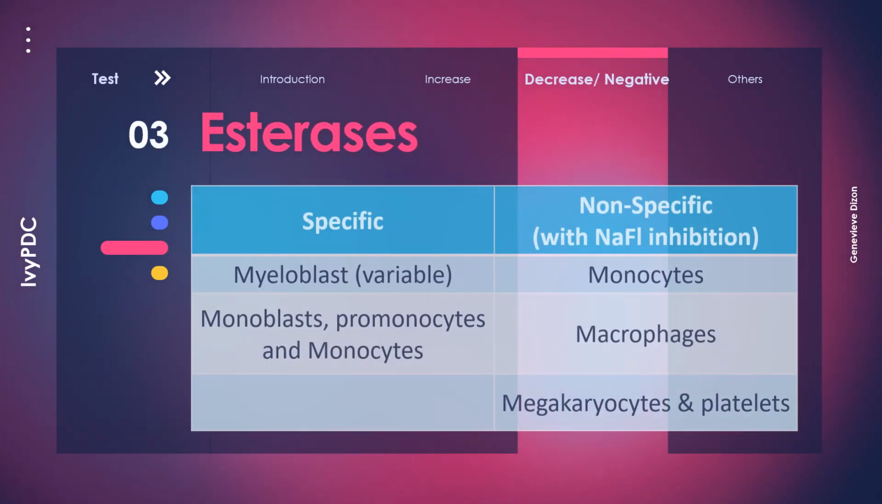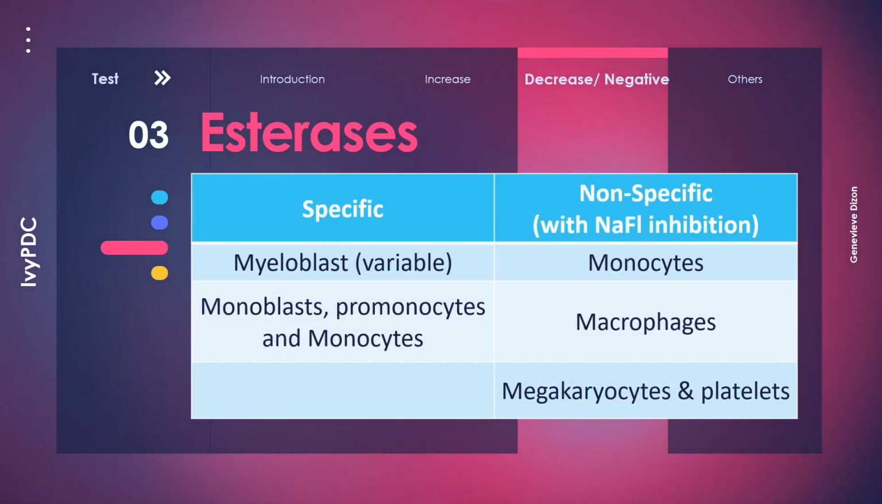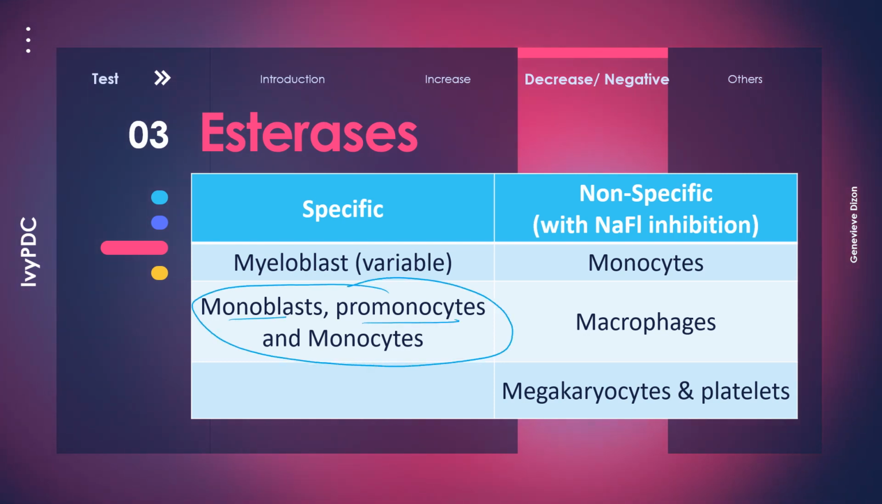For the specific esterases, they would be negative to the monocytic series, and that would include the monoblast, promonocytes, and monocytes, and will also be negative to some of the myeloblasts. For the nonspecific esterase, in the presence of fluoride, so when fluoride is added, the reaction would be inhibited. So therefore, the monocytes, the macrophages, megakaryocytes, and platelets will all give a negative reaction.